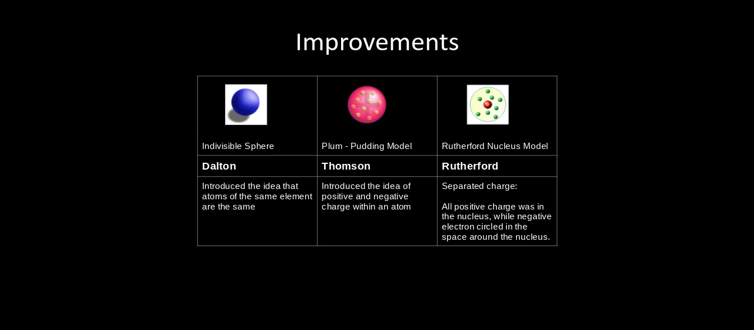Again, what were the improvements of each atom? Dalton was the first one to say that atoms of the same element are the same, which we know to be mostly true today. Thomson was the first to introduce the idea of positive and negative charge within an element. And what Rutherford did is he separated this charge. All of the positive charge would be found in the nucleus, while the negative electrons would circle the space around the nucleus.